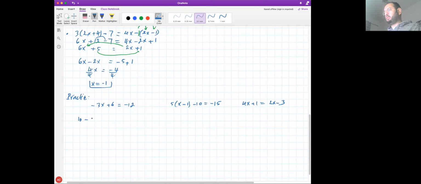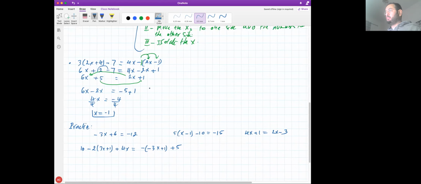Say 10 minus 2 plus 4x. And the other side also, maybe some parentheses and another expression. So let's say negative 3x, this one, minus 1 plus 5. And that pretty much sums up everything.